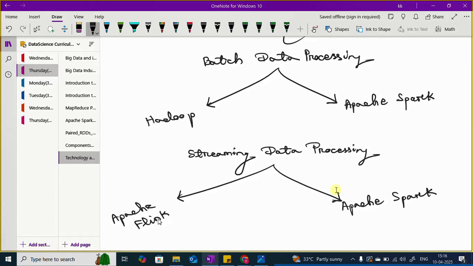So what you learn from here, guys, is that Apache Spark is used for both streaming data processing as well as batch data processing. But when I'm talking only about batch data processing, I have to consider Apache Spark with Hadoop. When I'm talking about streaming data processing, I have to consider Apache Spark with Apache Flink. That means Hadoop you cannot use for streaming processing. Similarly, Apache Flink you cannot use for batch processing at all.